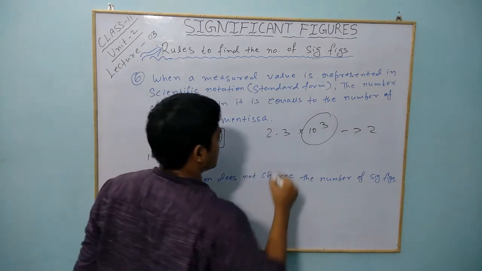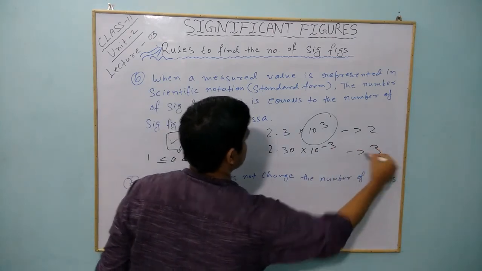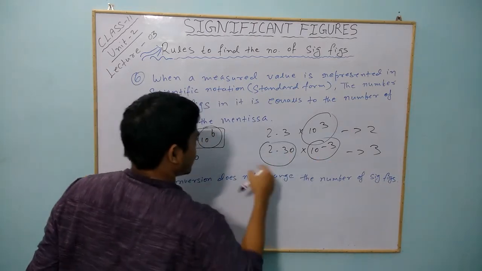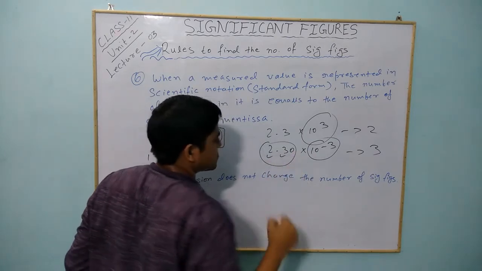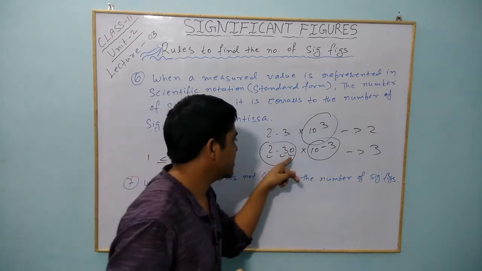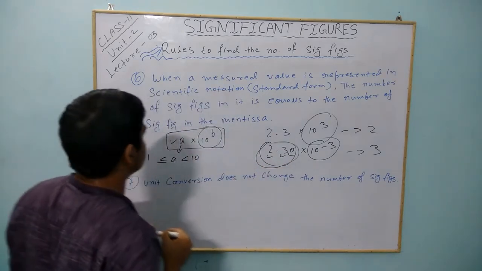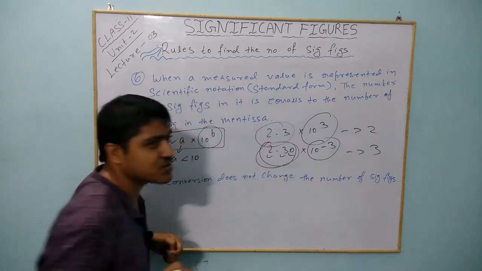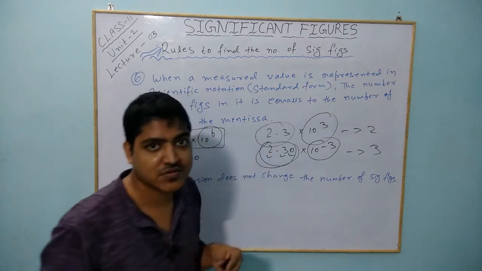Next, 2.30 × 10^-3. Here the number of sig figs is 3. Ignoring the 10 raised to the power something part, focus here. Here A is 2.30 and the number of sig figs is 3. Non-zero digits will both be significant, and this is a trailing 0 after the decimal. So the number of sig figs here is 3. Clear? Just ignore the 10 raised to the power something part and focus on the value of A only. The number of sig figs in A would be equal to the number of significant figures in your measured value. Okay.